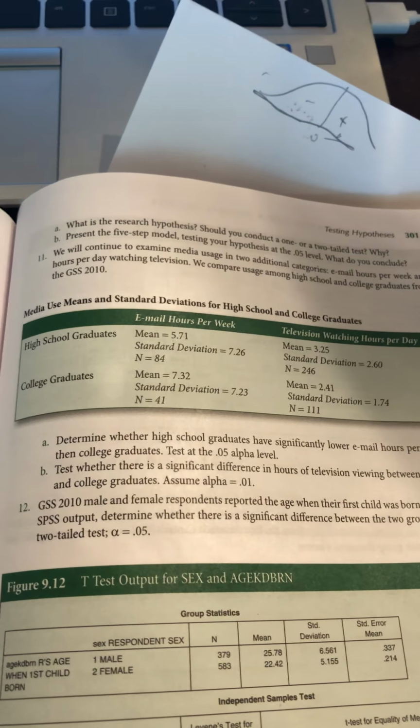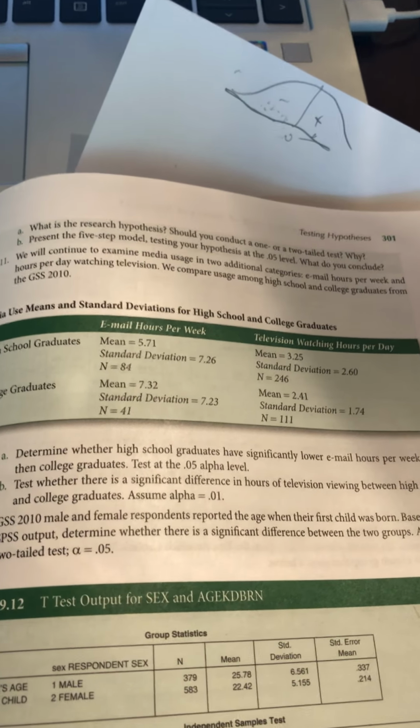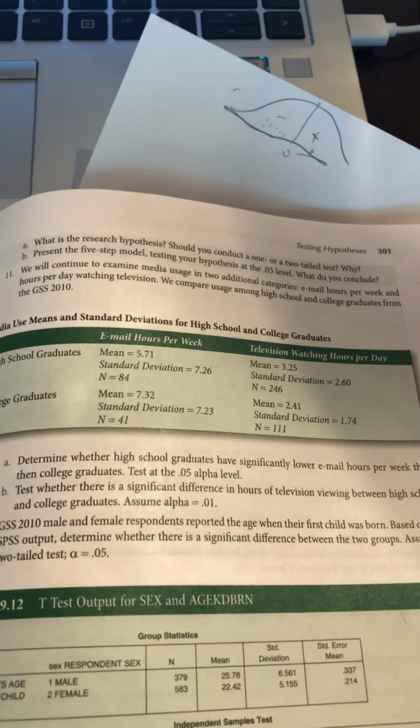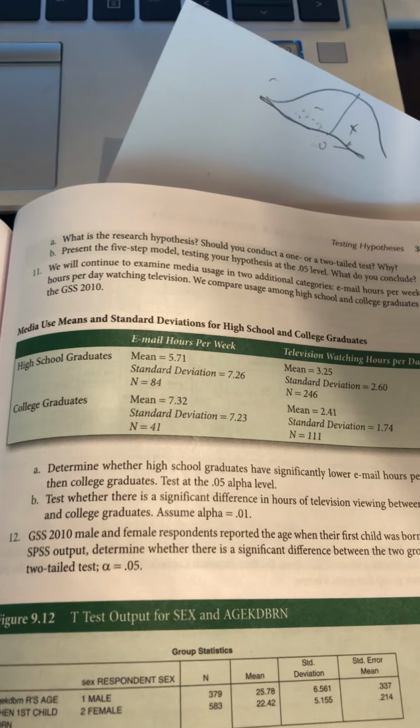So you could look at those numbers and say, well, 7.32 is higher. But the question is that difference, could it be driven by chance? Could the sample that we have, maybe we just happen to get a sample of high schoolers that don't email that much.